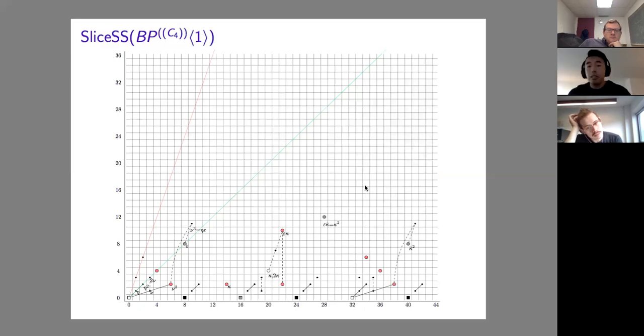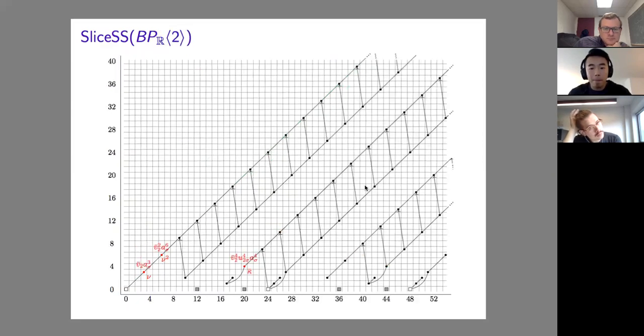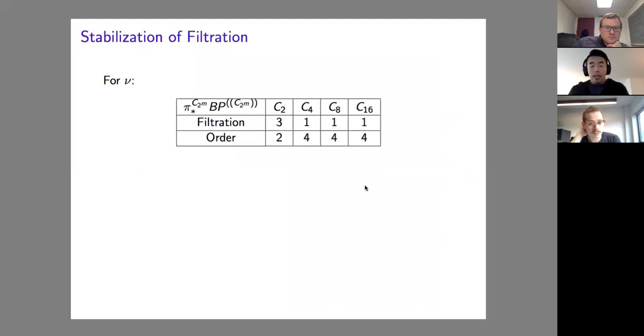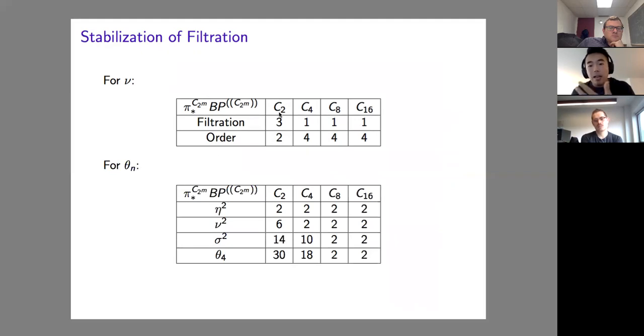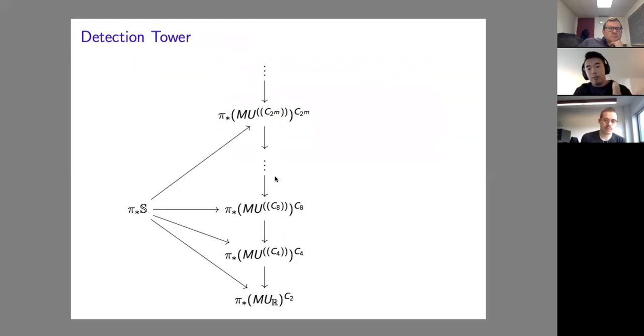So here are some Hurwitz images that are detected by BPC41. I just want to make a remark: when you look at the Hurwitz images that are detected by BPR, the C2 fixed point of BPR, and the C4 fixed point of BPC4, there's a drop of filtrations. For the Hopf elements and the Kervaire elements, as you move up the group, the filtration in which they are detected moves down. The intuition is that as the filtration drops down, the elements are being detected more and more accurately.